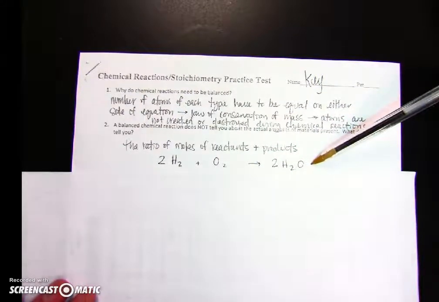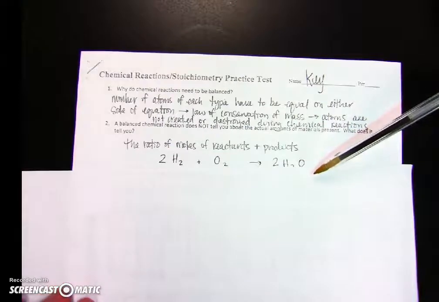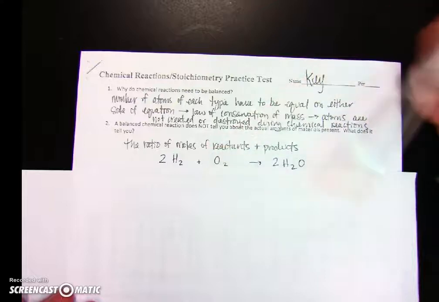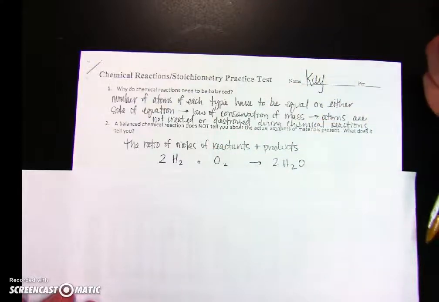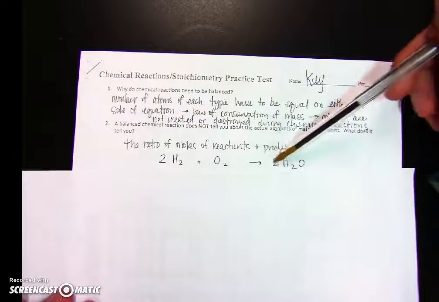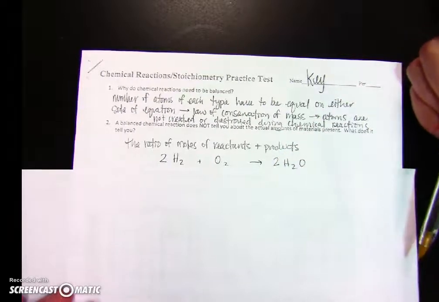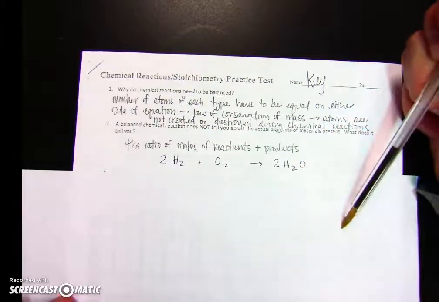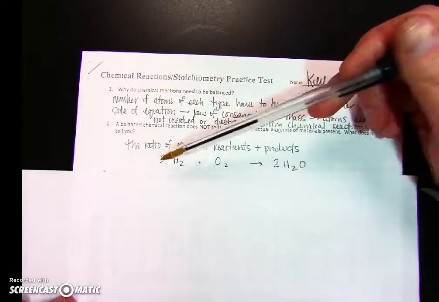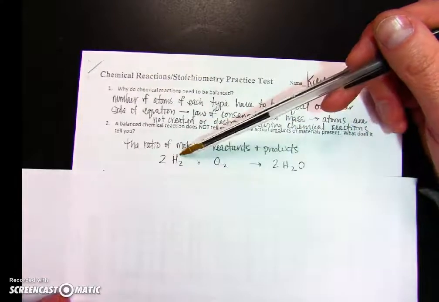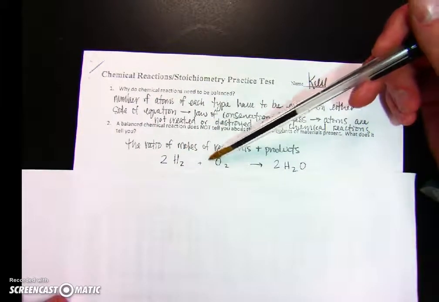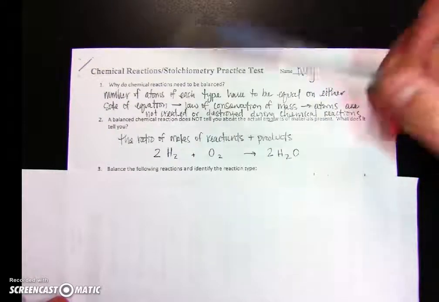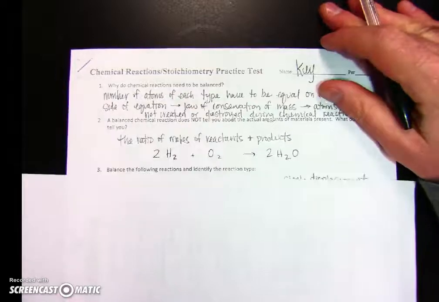You could also read this on an individual atom or molecule basis. 2 molecules of hydrogen react with 1 molecule of oxygen to produce 2 molecules of water. Moles and molecules are the way you can read the chemical reaction. You cannot read it with grams. This is not true: 2 grams of hydrogen do not necessarily react with 1 gram of oxygen gas. You can read it in terms of molecules or moles.